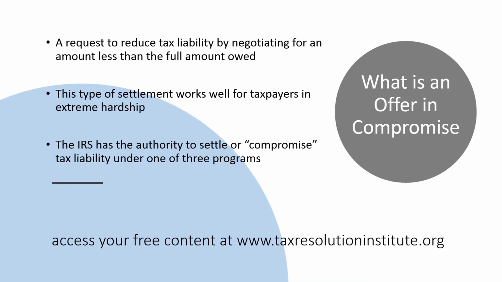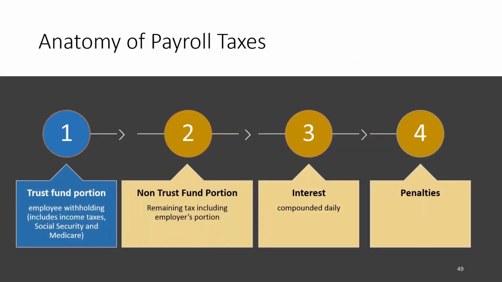And because they are personally liable, even if they're a corp, if they're the responsible person. The responsible person can come in many shapes and forms. More on that in a moment. So we can do an offer in compromise to request less on these payroll taxes, and the IRS has the authority to do that.